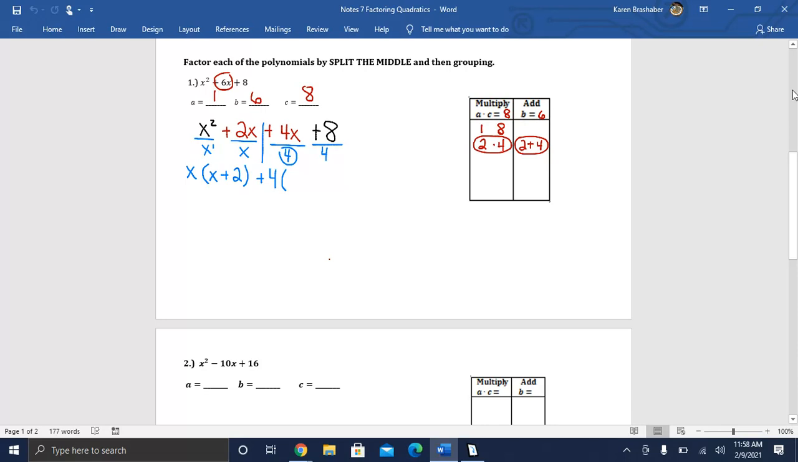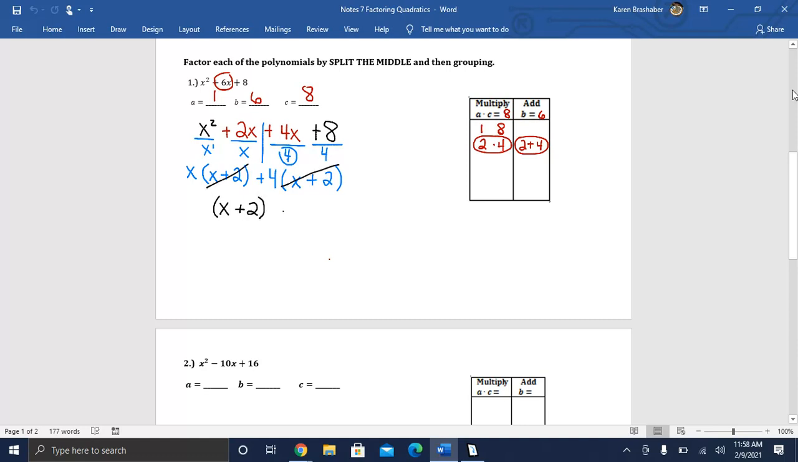4 divided by 4 is a 1, but we still have an x. So I could write the 1 in front of the x, but it's not necessary. I do need the x. Plus, and then 8 divided by 4, which is 2. So notice that you get the matching parentheses. So that matching parentheses is one of the factors that you're looking for. So x plus 2 is our common factor.